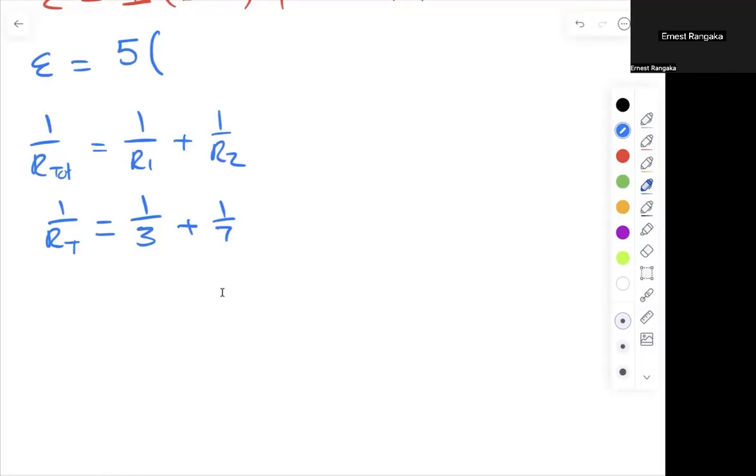Oh, you guys are quick. You went straight to the final answer. I appreciate it. I'll do the intermediate step for those that are just following that way. 1 over 3 plus 1 over 7 gives me 10 over 21. Therefore, my R parallel in this case is 2.1 ohms. That's very important for working out my R total.